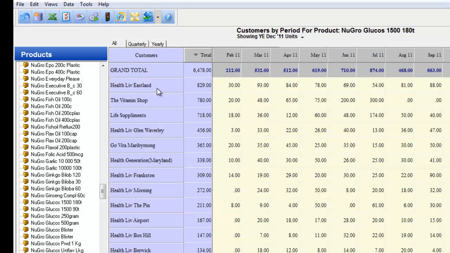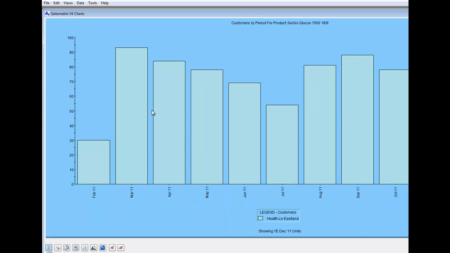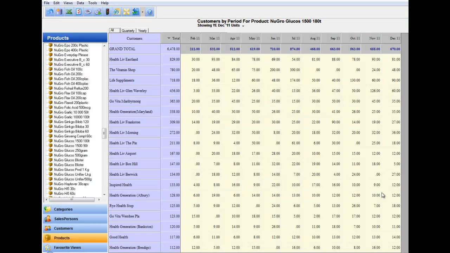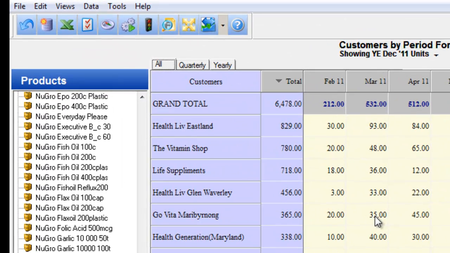And I see my Healthy Living Eastland, total of 829 units. And I can get a quick feel for its purchasing pattern. I notice that there is a reasonably erratic form of purchasing, but the purchasing trend is upward. So that's a good thing. All right, let me move straight into our key objective.